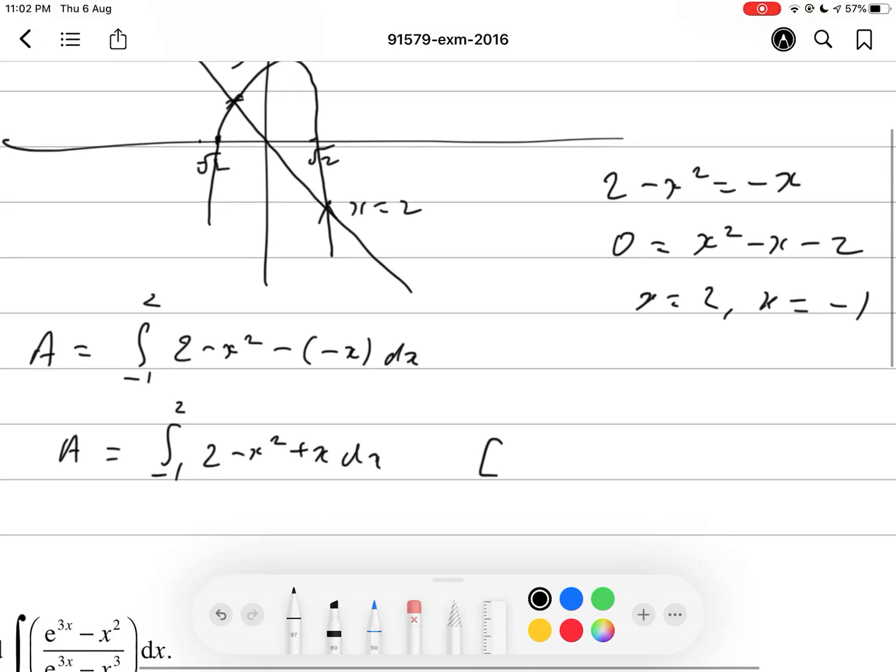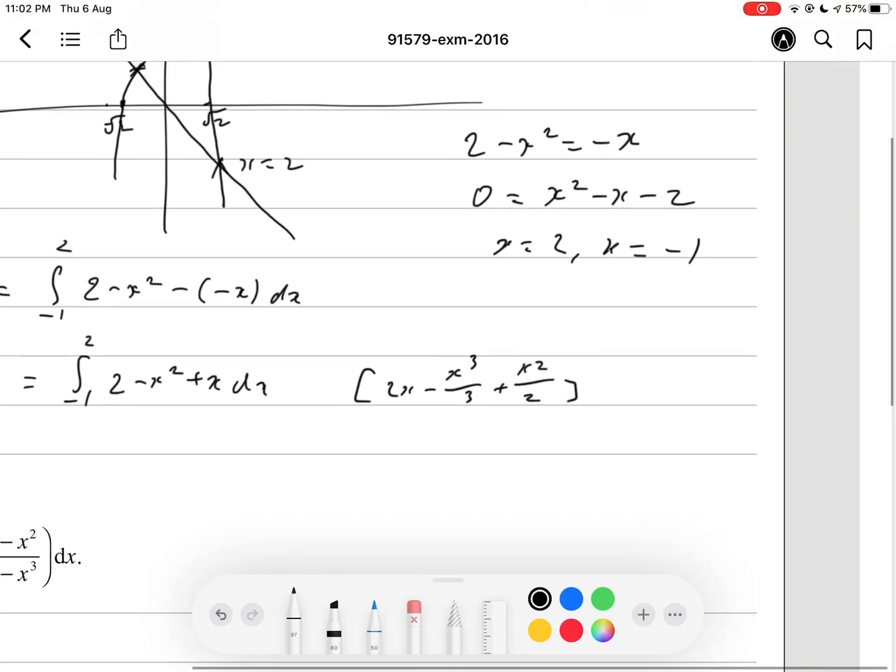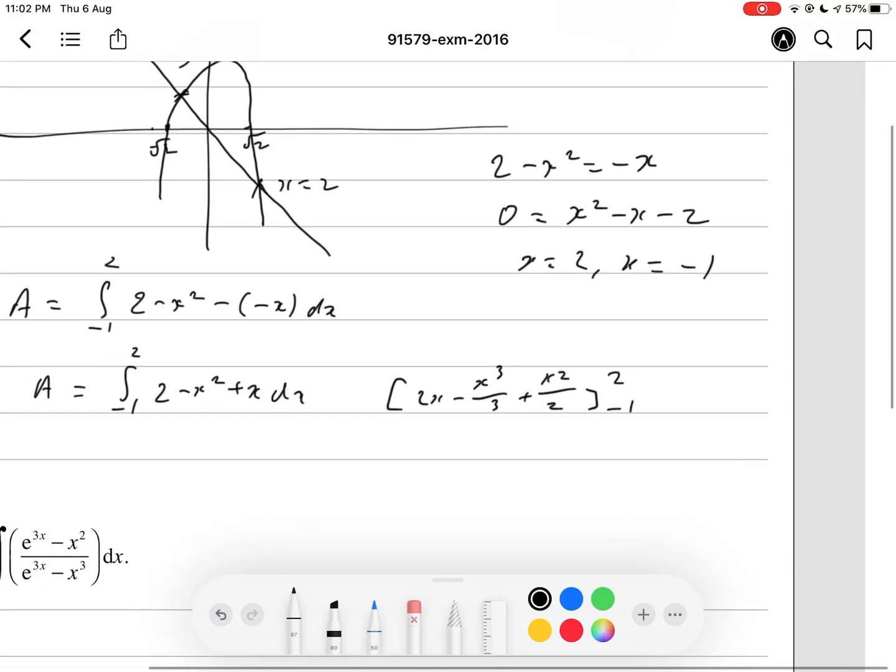And this becomes 2x minus x cubed over 3 plus x squared over 2. That's just our power rule between 2 and negative 1. And this should give us, we just need to plug into our calculator right now. So once you show your integral, you can just go with your calculator. So we can go option, calc. Should get an answer of 4.5, so 9 over 2.